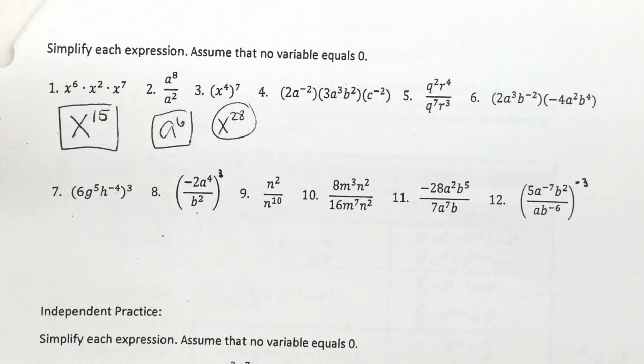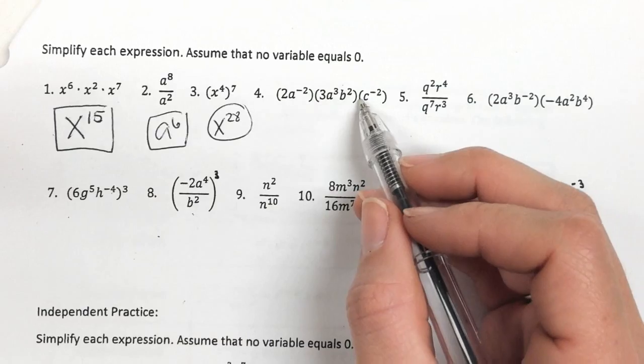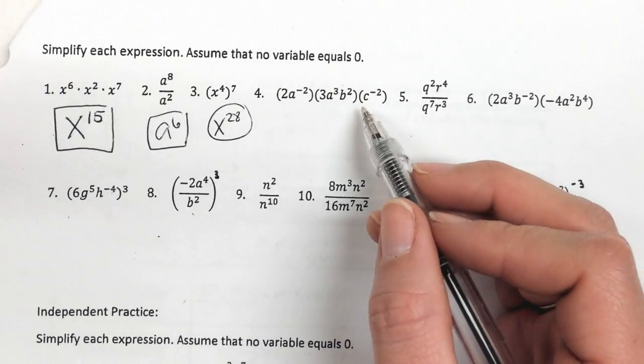Alright, on the next one, we're multiplying a bunch of things together. Let's start with the coefficients. And what are the coefficients? 2 and 3 and 1. Everybody see that? 2, 3, 1. So what's 2 times 3 times 1?